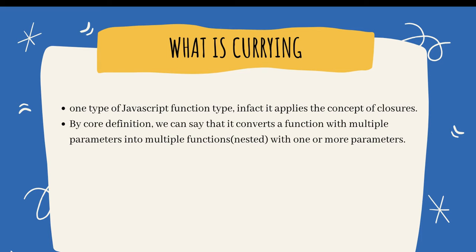By definition, we can say that currying converts a function with multiple input parameters into multiple nested functions with one or more parameters. Okay, don't get confused. We'll look into a very simple syntax and how you can make it a more scalable solution in the next few minutes.